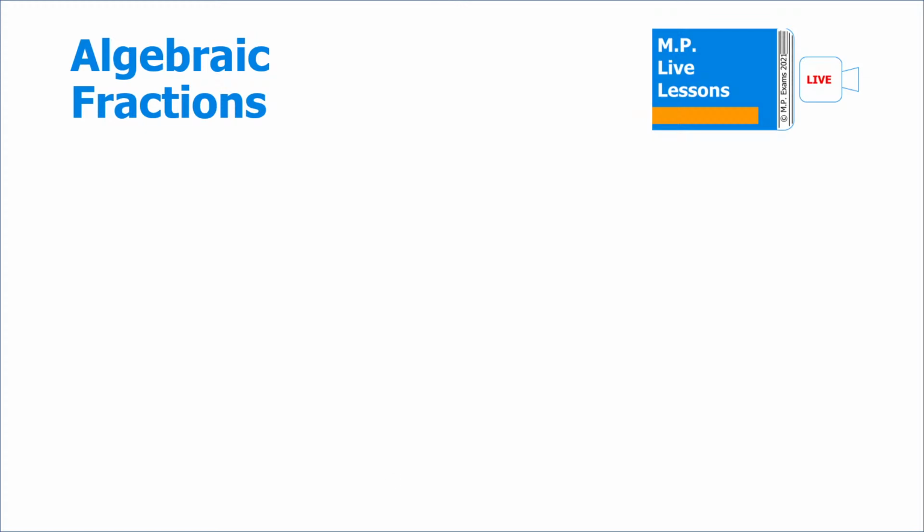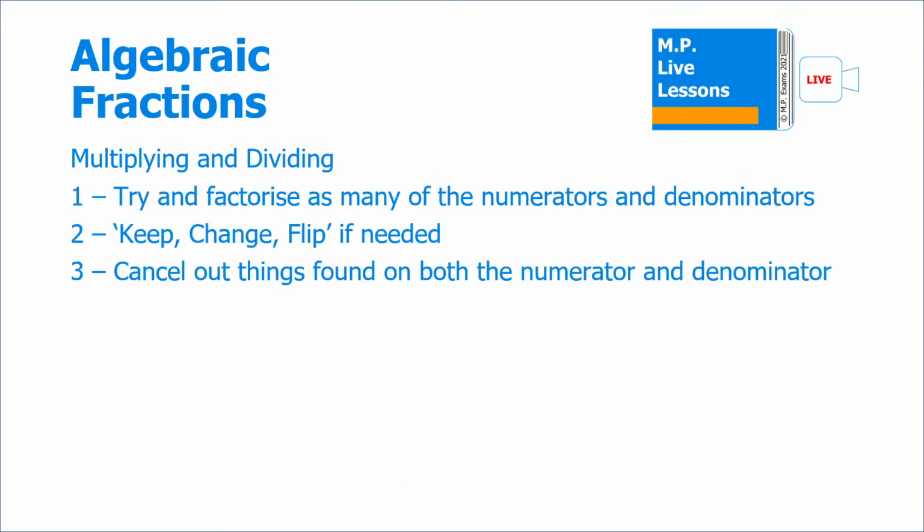Higher tier students will also need to be familiar with algebraic fractions, for example with multiplying and dividing. It's almost like normal fractions where you might have to keep, change and flip if it's dividing, and you'll just simply multiply the numerators together and the denominators together. However, you need to try and factorize because things can be cancelled out. For example, if we try and simplify this, which is even just dividing, if we factorize the top into double brackets, we get y minus 5 and y plus 1.